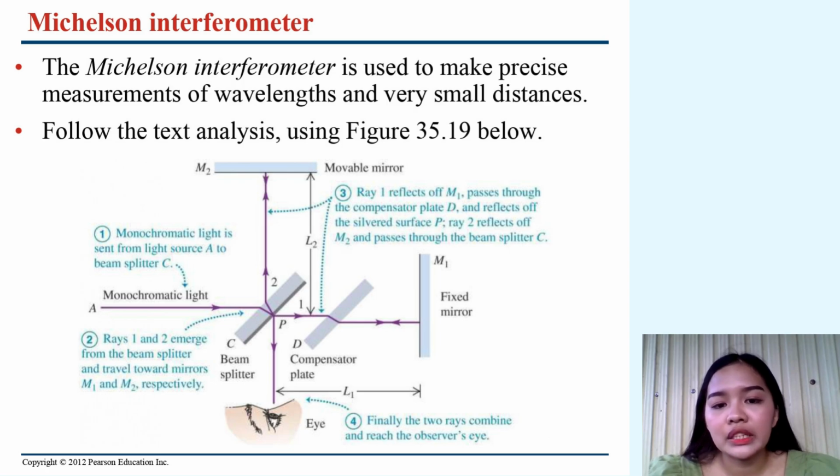Because wavelengths are so small, like hundreds of nanometers, this device lets us measure distance with incredible precision, better than a billionth of a meter. It was used to define the meter for many years, and it was the tool used in the Michelson-Morley experiment that paved the way for Einstein's relativity.